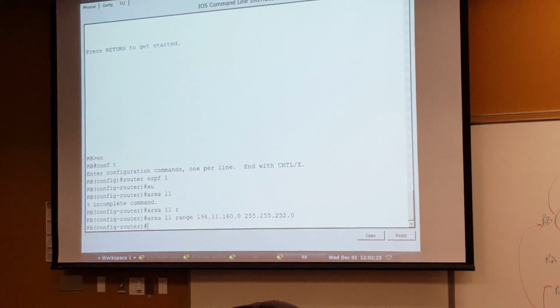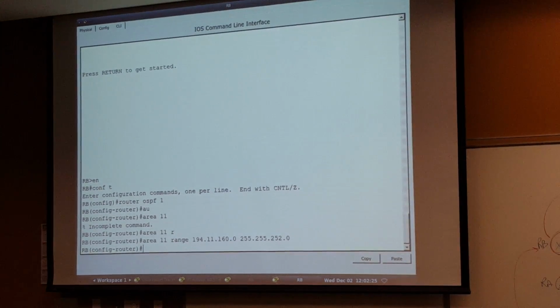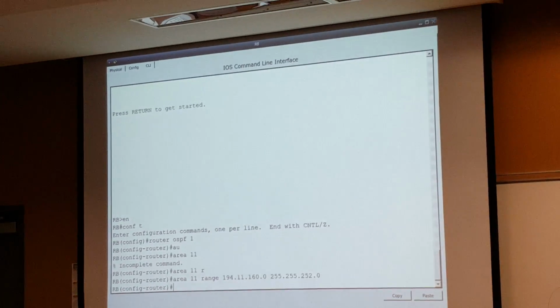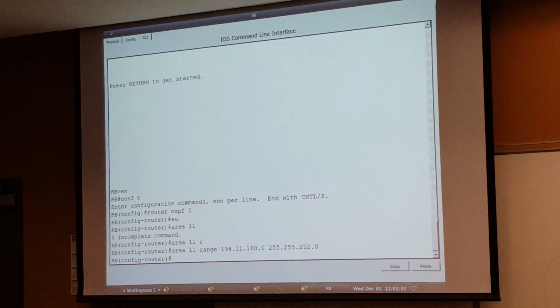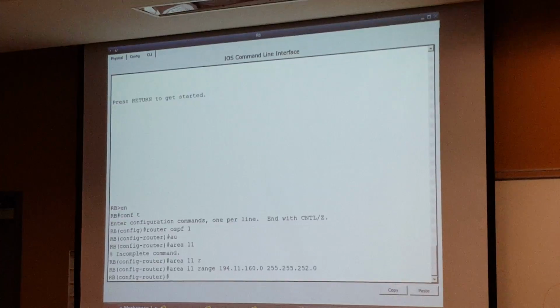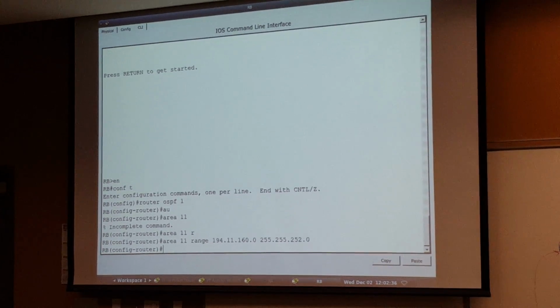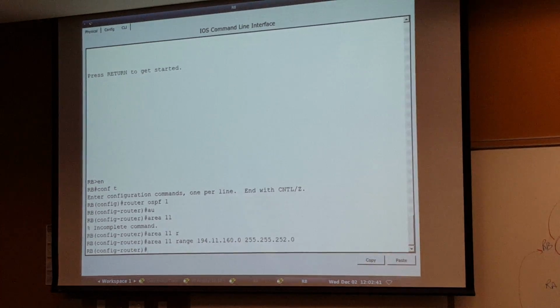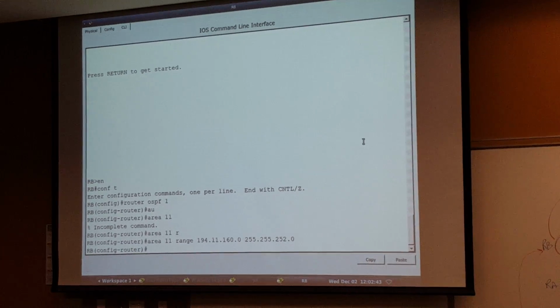This is the one place I know where OSPF and EIGRP use real masks instead of wildcard masks. This is just so that Cisco could put questions on their tests. Say, which is the correct area range command? And here's one with a wildcard mask, and here's one with a real mask. That's it. Whether this will work or not, who knows?